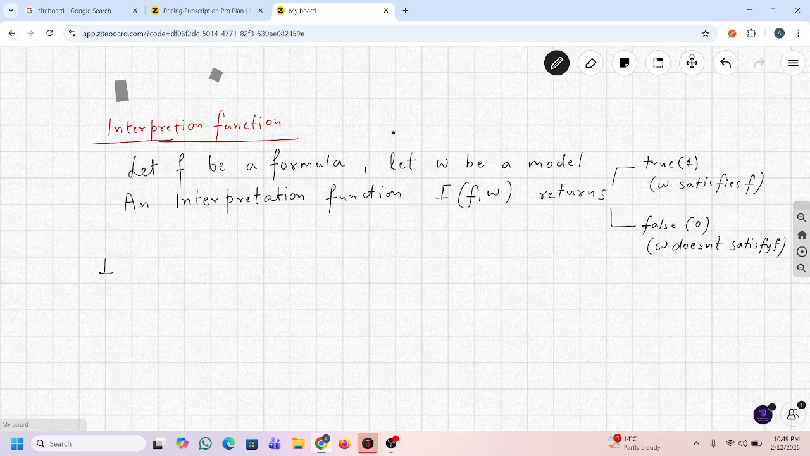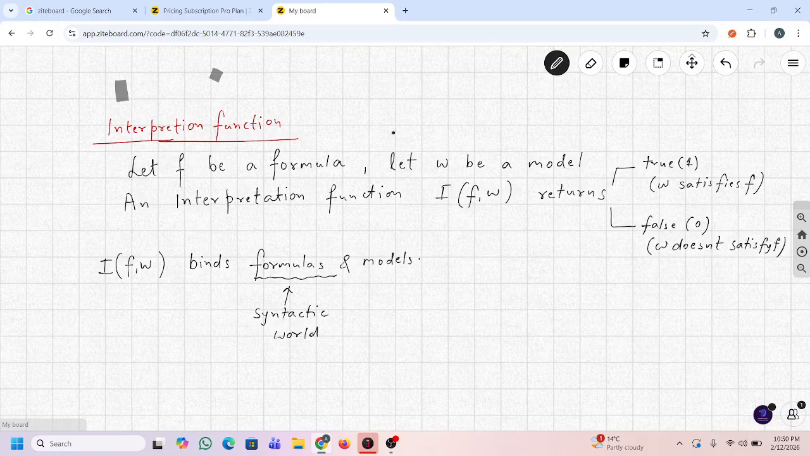We can also say that I of f comma w binds formulas and models. So, these formulas are coming from which place? They are coming from the syntactic world, the world of syntax, and these models are coming from the semantic world.